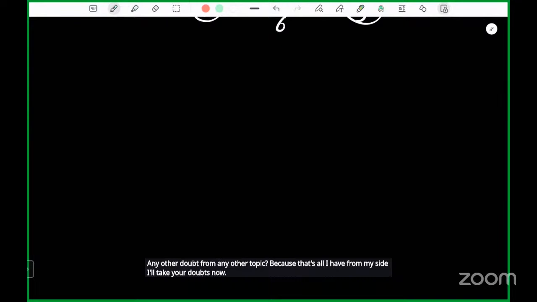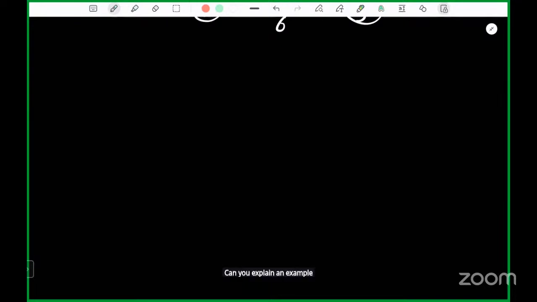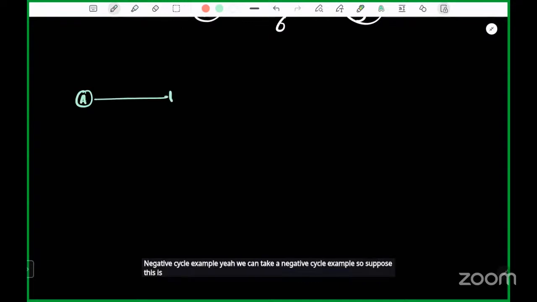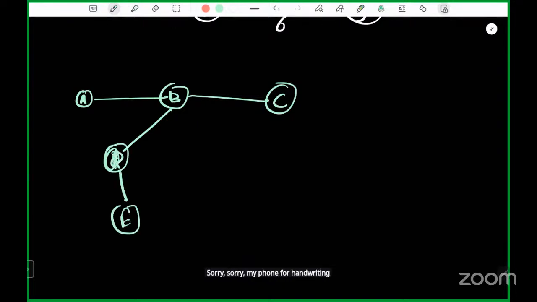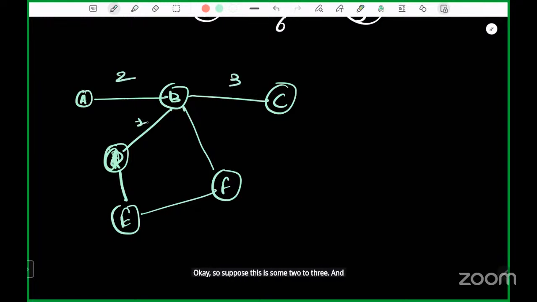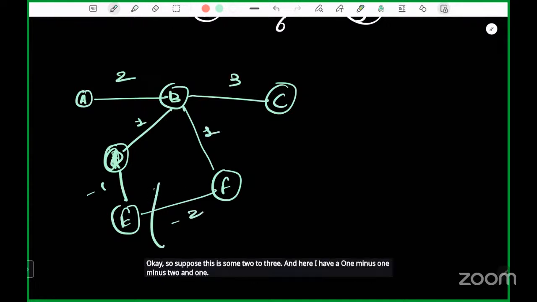Can you explain an example of a negative cycle? Yeah, we can take a negative cycle example. So suppose this is A to B, then B to C, and here I will create a negative cycle. C, D, sorry for my handwriting, D, E, F, G to connect it to B. Suppose this is 2 to 3, and here I have 1, -1, -2, and 1. Now what is the cost of this particular cycle?